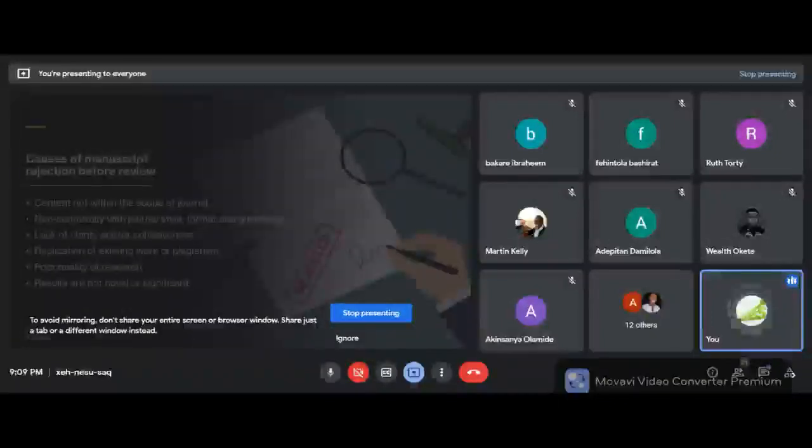So I have on this slide the causes of manuscript rejection even before review. The first one is when the content of the study is not within the scope of the journal. This is going to get an outright rejection because the journal represents a specific area of interest, and submitting something that is out of their scope is going to be a capital no for them.